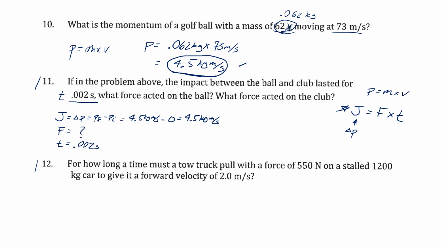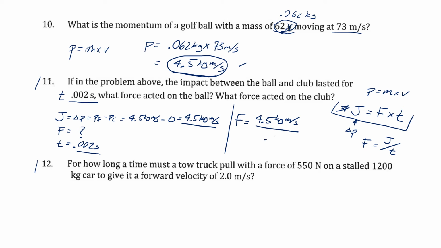So let's rearrange this equation a little bit so we find the force. Our force is equal to our impulse divided by the time. See that? So this is our impulse, this is our time. That means our force is equal to 4.5 kilogram meters a second divided by the time of 0.002 seconds. I'll punch that in real quick. 4.5 divided by 0.002, and I got a really large force.